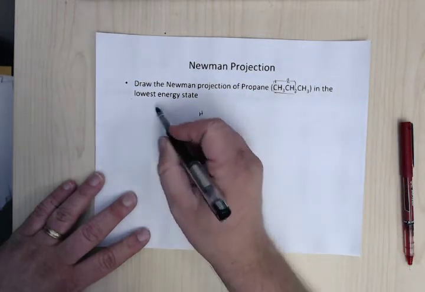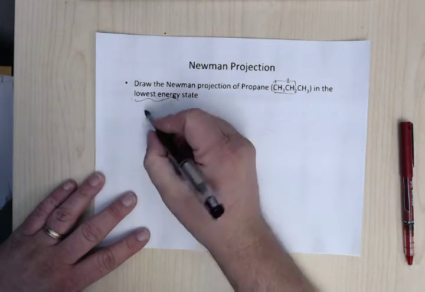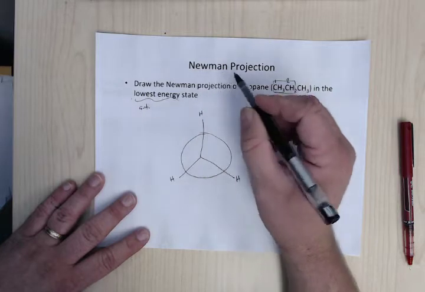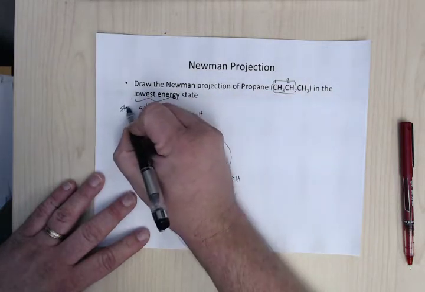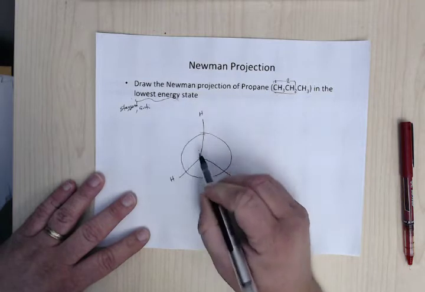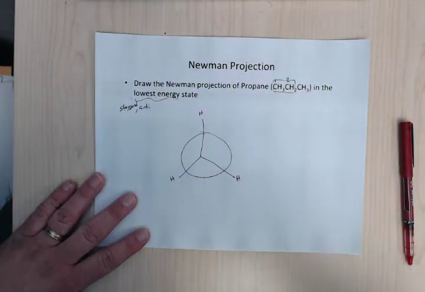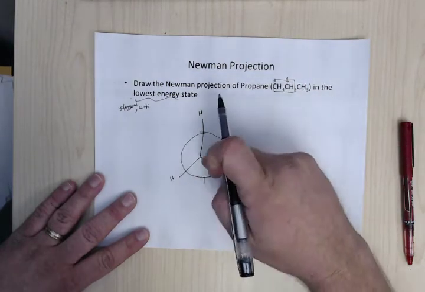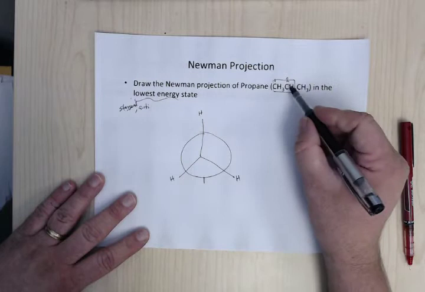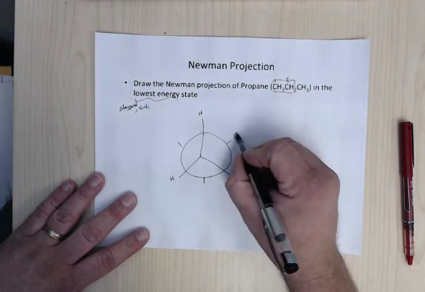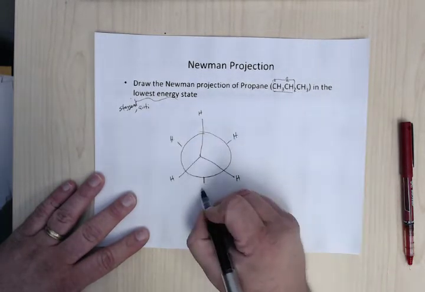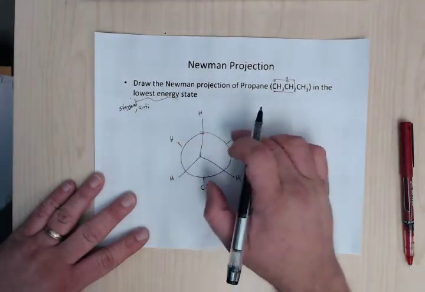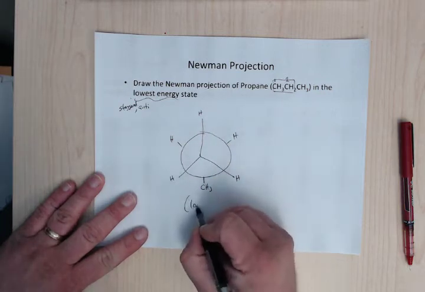Now, for it to be at the lowest energy state, right, we're going to have this be in the anti-configuration, right? It's going to be staggered, and it's going to need to be anti. Okay? So in this case, we can do it, say, put this off of carbon 2, which is the one behind this front carbon, right? There's 2 hydrogens and a methyl group hanging off of there. And so there you go. You could put it either way here. So this is the lowest.